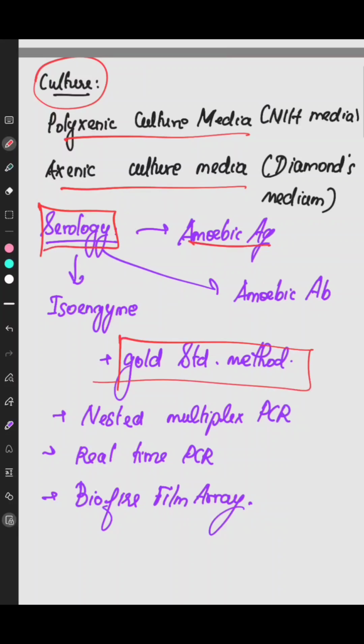And serological test is also done. You can detect the amoebic antigen, amoebic antibody, isoenzymes, and nested multiplex PCR, real-time PCR, BioFire FilmArray is also done. Serological test is considered the gold standard method for the diagnosis.